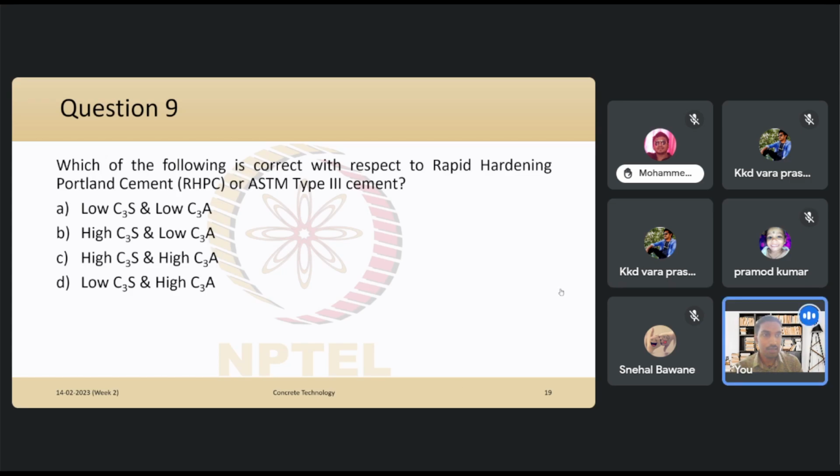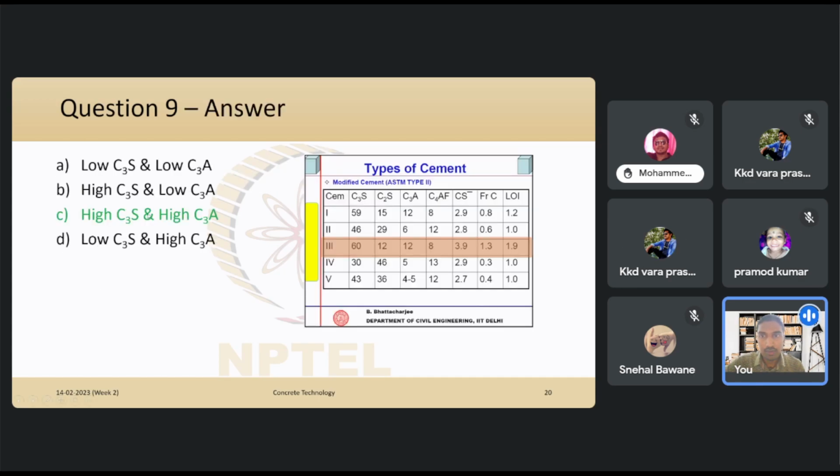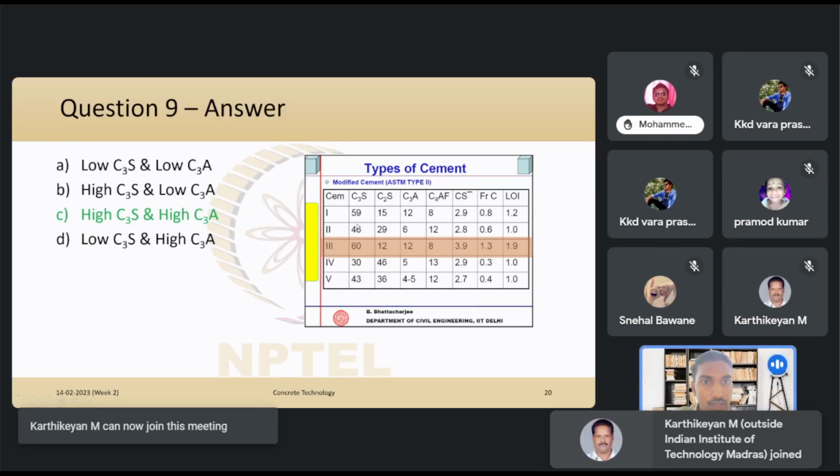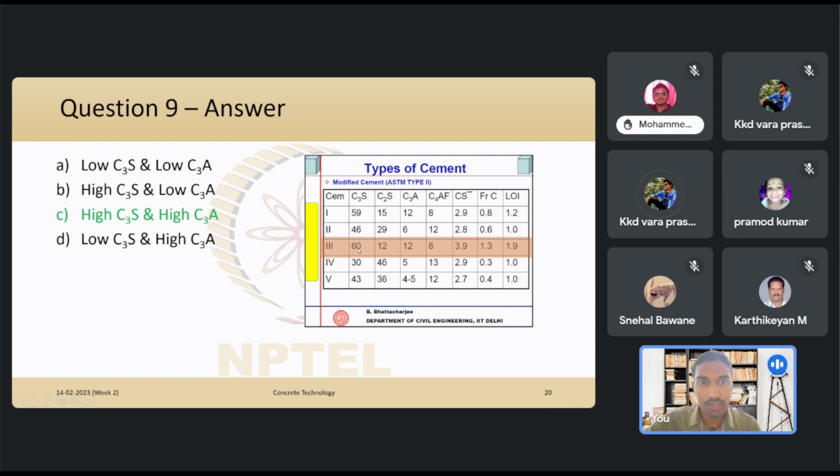Okay, let's take a look at the answer now. So the right answer is actually option C. Both C3S as well as C3A are higher in the rapid hardening cement. So we said it is type 3, right? ASTM type 3 is a rapid hardening cement. If you compare it with OPC, which is our type 1, it has higher C3S as well as higher C3A, right? So it is higher in proportion.